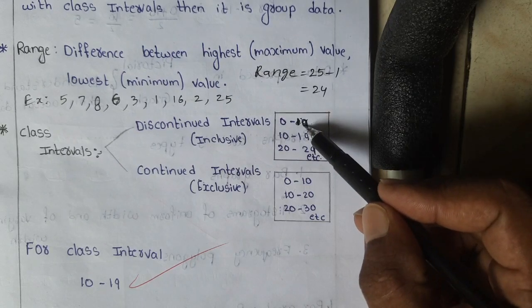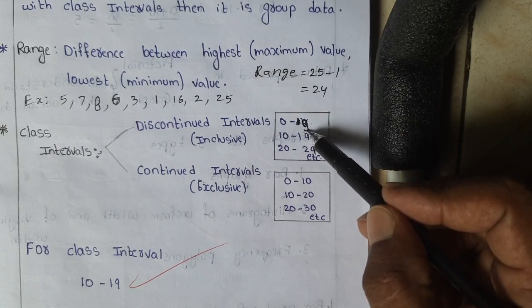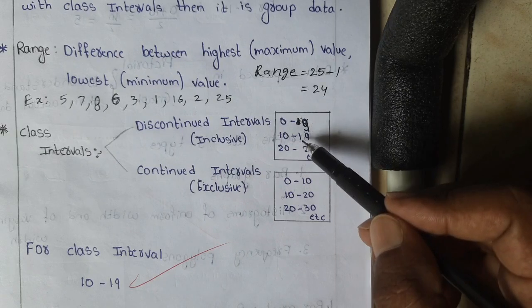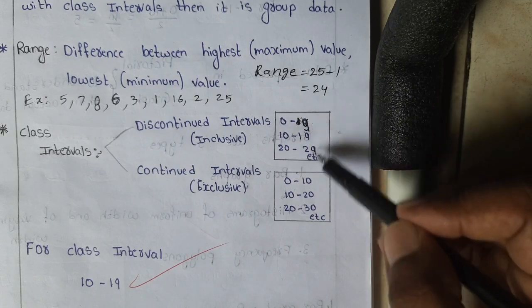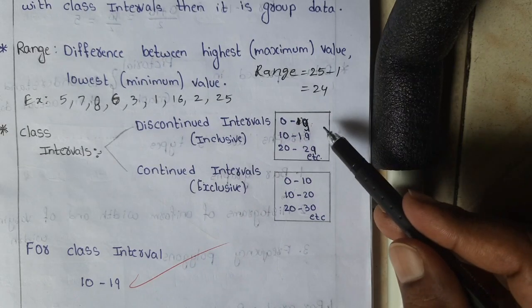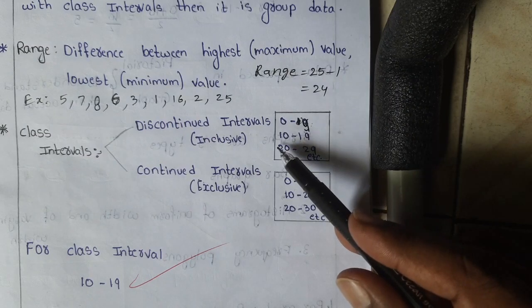This is 0 to 9. You should not write any other number. 0 to 9, 10 to 19, 20 to 29. See once. Okay. These are discontinued intervals or inclusive intervals.